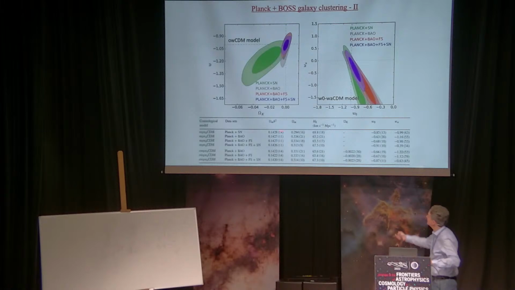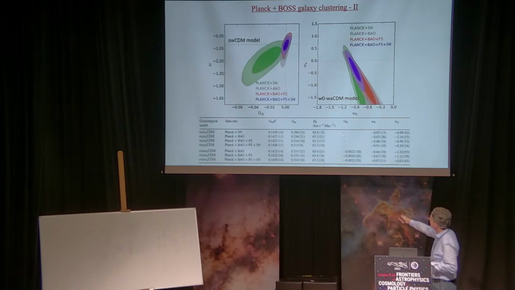Maybe this is more recent. What is this? This is W versus omega k. So in this case, we let both the curvature of the universe vary and W. And so you see that Planck plus supernovae doesn't tell much. We know the reason for this, right? Because of the general geometric degeneracy of the CMB.